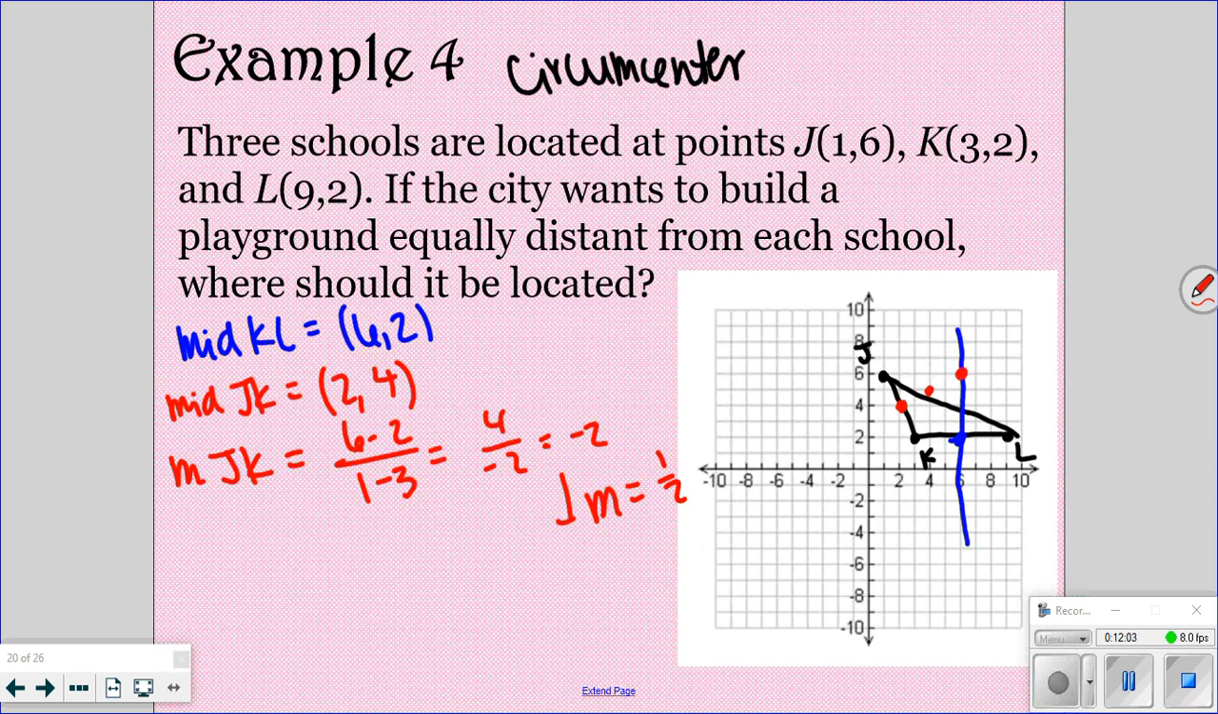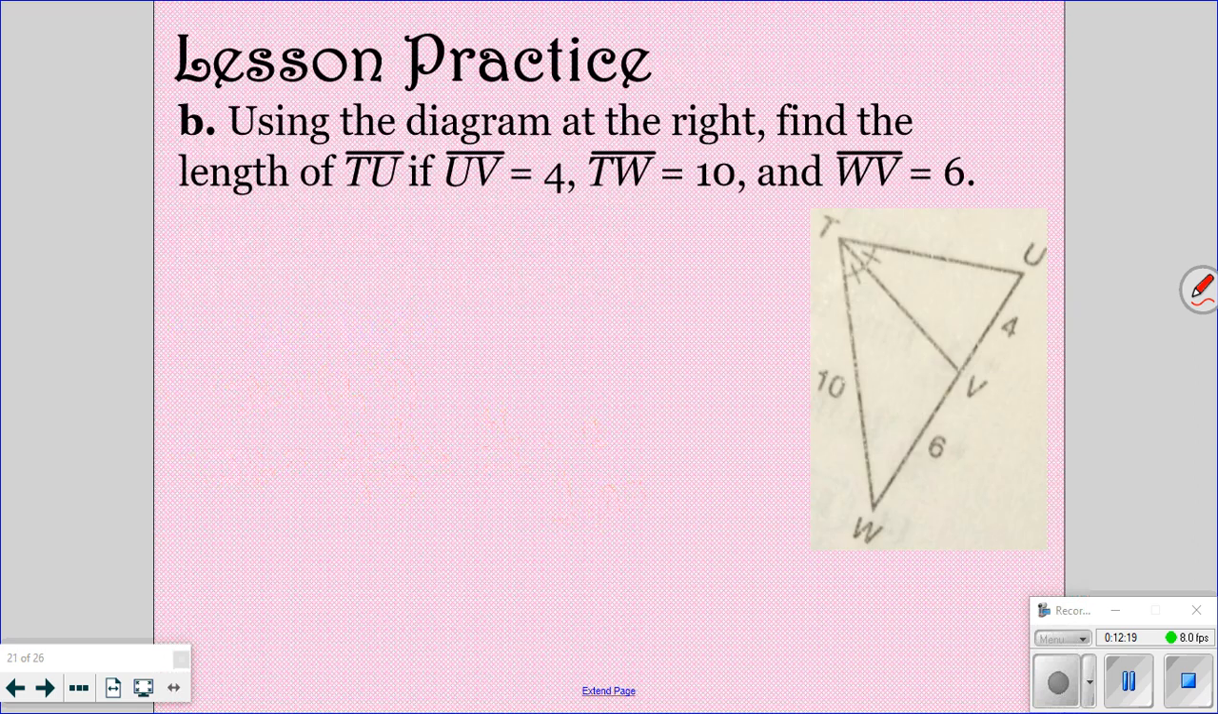And that's where they intersect right there. So (6, 6) would be where we would want to locate the playground. So that's how those work. Okay, so now let's look at some practice problems. The first one asks to use a compass and a straight edge to find the in-center. Typically, we're not going to find the in-center, so we're skipping part A. But y'all see if y'all can do B by yourself, and then we'll go over it.